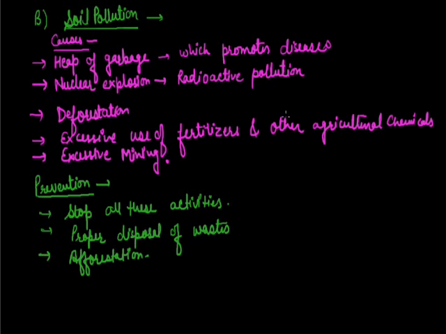Exactly, all these causes will degrade the soil quality. The main effect of soil pollution is that they will degrade the soil quality. That means they promote soil infertility and that promotes soil erosion. So to stop all these activities, we will promote soil fertility and we can stop soil erosion. Instead of using excessive fertilizer and agricultural chemicals, we use bio fertilizers.